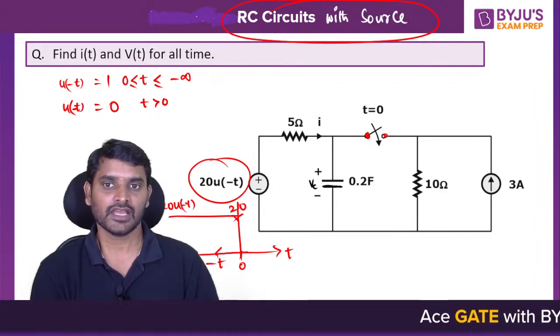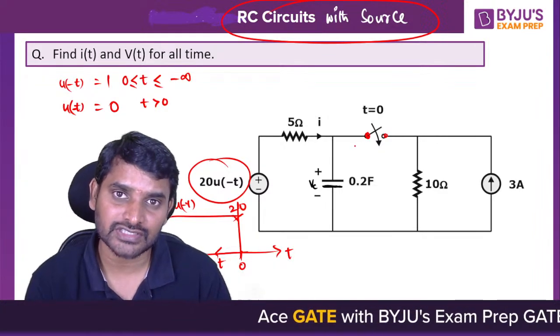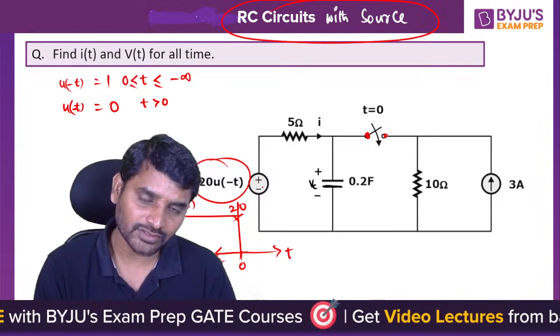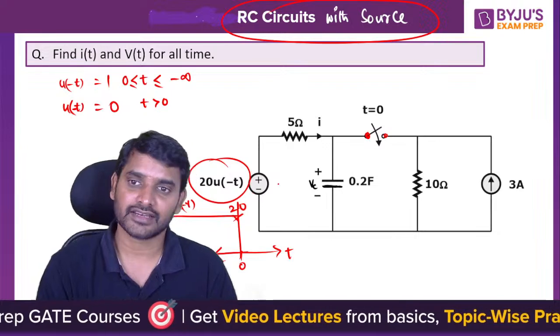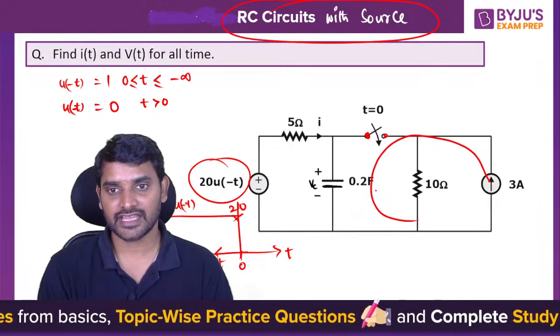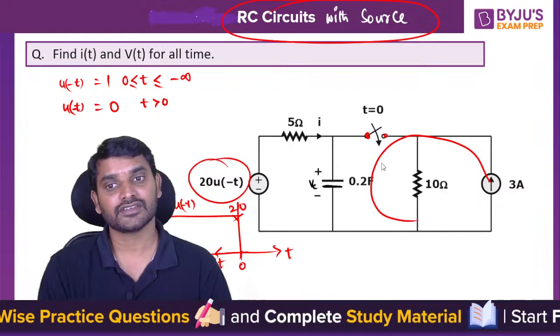So the moment when you connect the switch, just after the switching instant, this source is becoming 0. Now this 3 amperes current source will be connected with respect to the network.